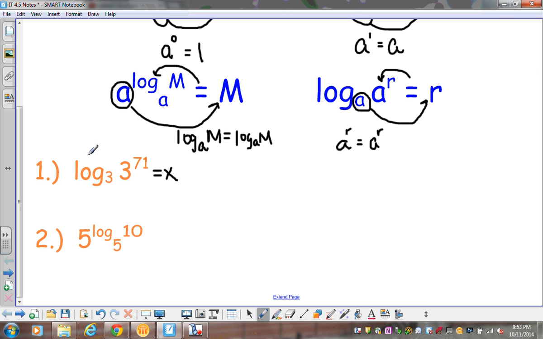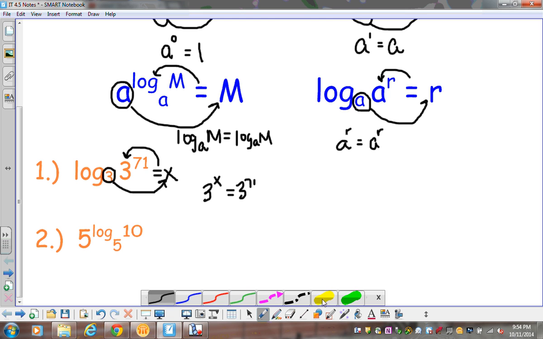It's in logarithmic form, so let's convert it to exponential. It's going to be 3 raised to the x power equals 3 to the 71st power. Now, if you remember back to our exponential section, if we have the same base, so I've got a base of 3, then I can set my exponents equal to each other and solve. So I set my exponents equal, and I get x equals 71.